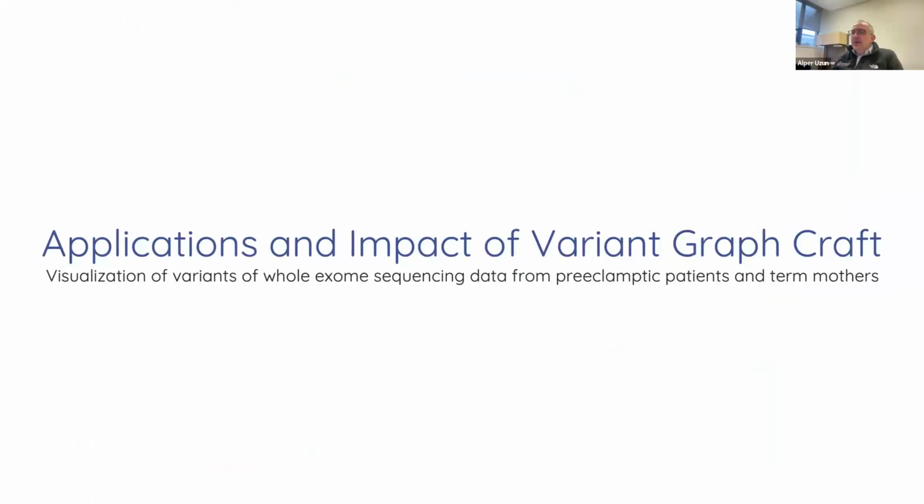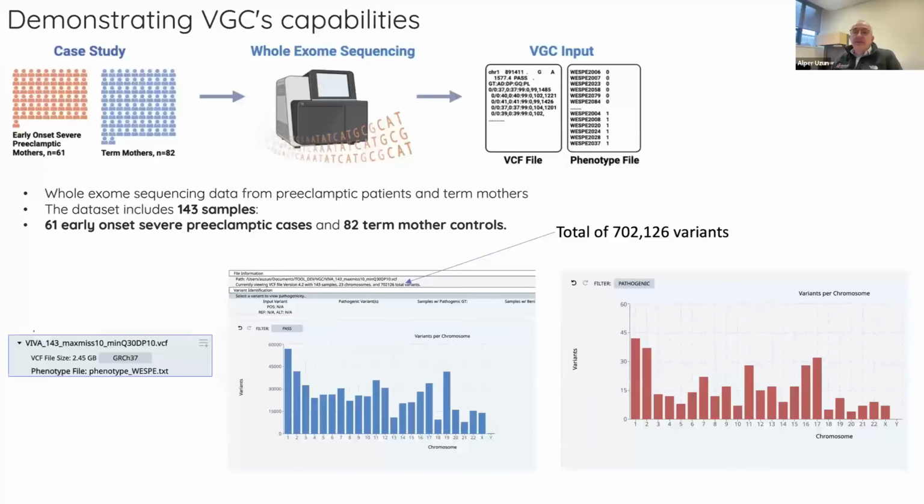So what about the application of this? Previously we did whole exome sequencing for preeclamptic and term mothers, and this was a very good example for us of how to visualize this data. In this data, we have 143 samples: 61 of them are early onset severe preeclamptic cases and 82 are term mothers. We published this whole exome sequencing analysis and its outputs in a different paper, but we use these samples as a VCF file to show how we can visualize this.